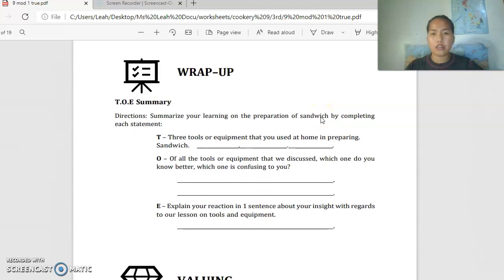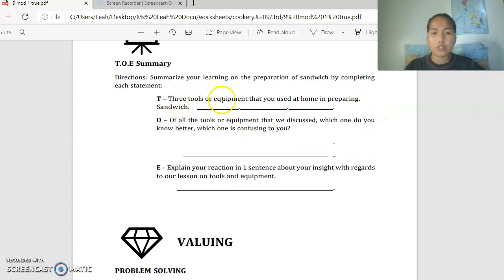Next is we have here the wrap up. You have to summarize your learning on the preparation of sandwich by completing each statement. So for example, 3 tools or equipment that you use at home in preparing sandwich. So just 3 that you use at home in preparing sandwich. Next, of all the tools or equipment that we discussed, which one do you know better? So asa man ang mas nakaibaw nakadaan or you are well known.